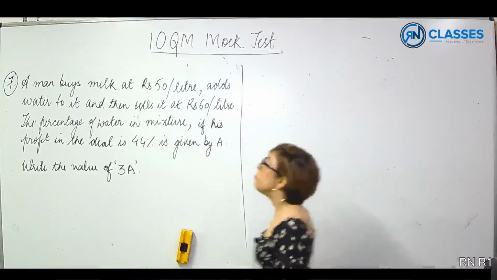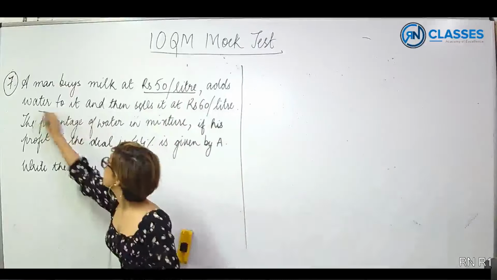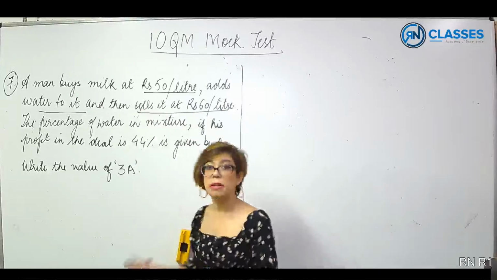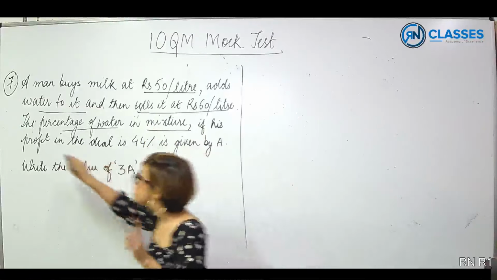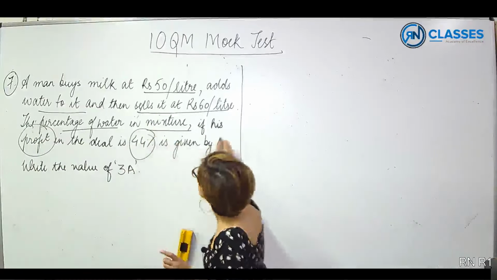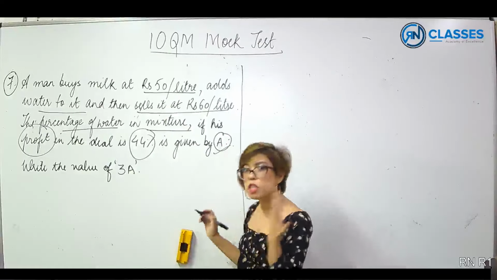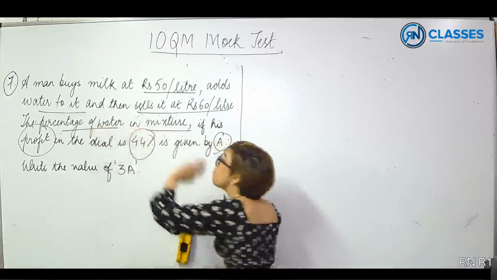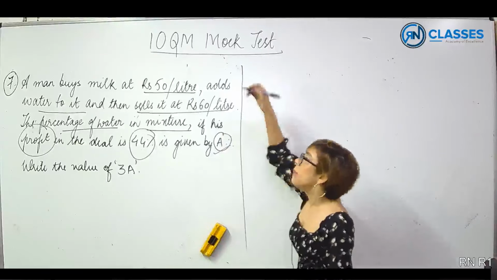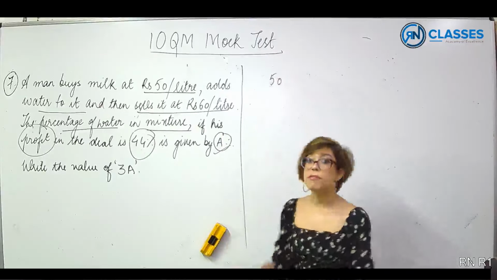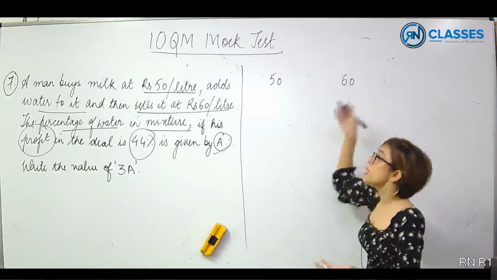Alright, on to the next one. Now he says a man buys milk at rupees 50 per liter. Then he adds water to it and then sells it at rupees 60 per liter. Now he says the percentage of water in mixture, if his profit in the deal is 44%, is given by A. You need to find the value of 3A. So basically you need to find out this, which is nothing but percentage of water in the mixture. Right? So what is happening is, let's check out. Now, pure milk is 50 rupees per liter, and the adulterated milk is 60 per liter.